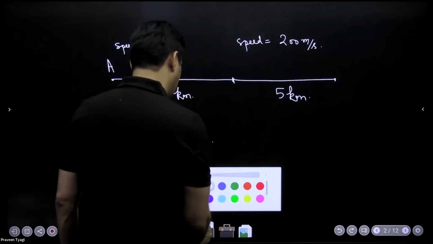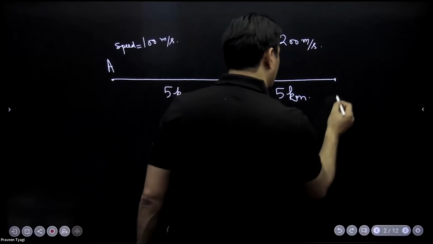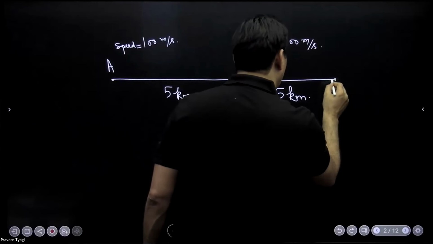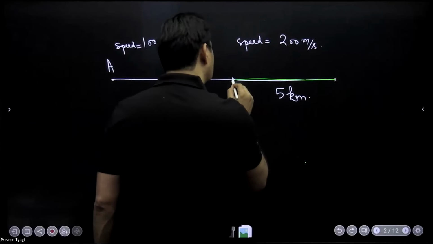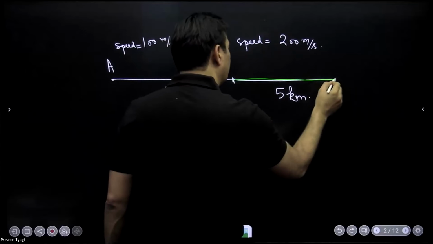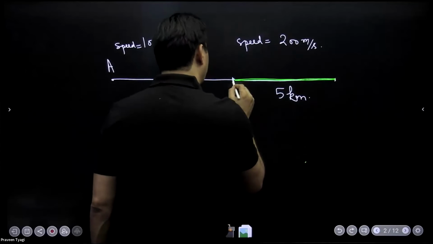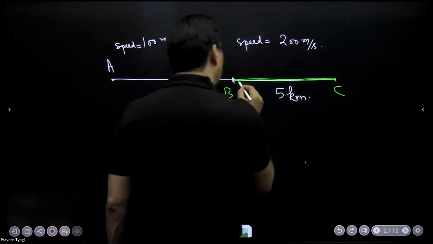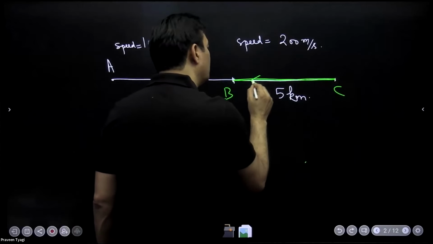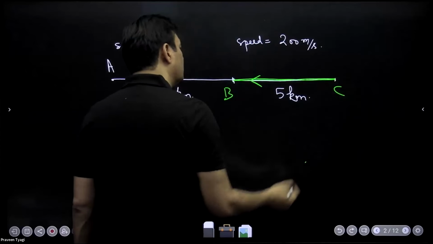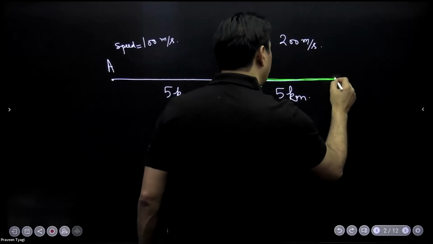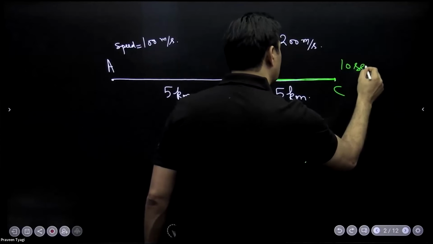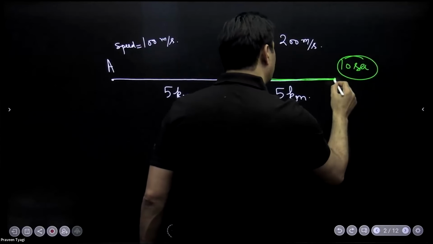Third, there is a third motion. Now I will return back on this back drive. I will come back and reach point A, B, C, and back to B. I came back to B after going there. Here I stopped for 10 seconds. I was standing here for 10 seconds.